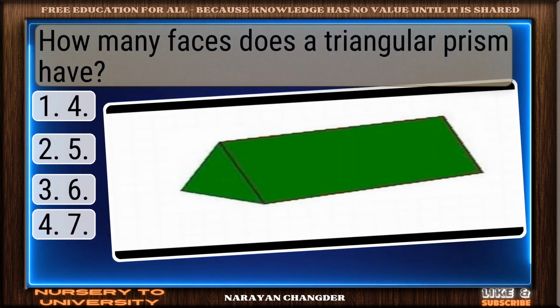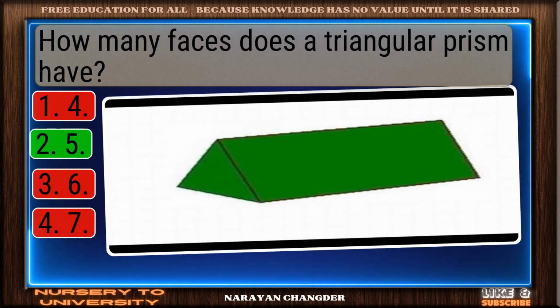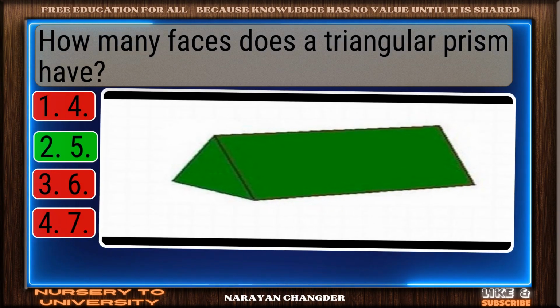How many faces does a triangular prism have? Good thinking. 5 is the right answer.